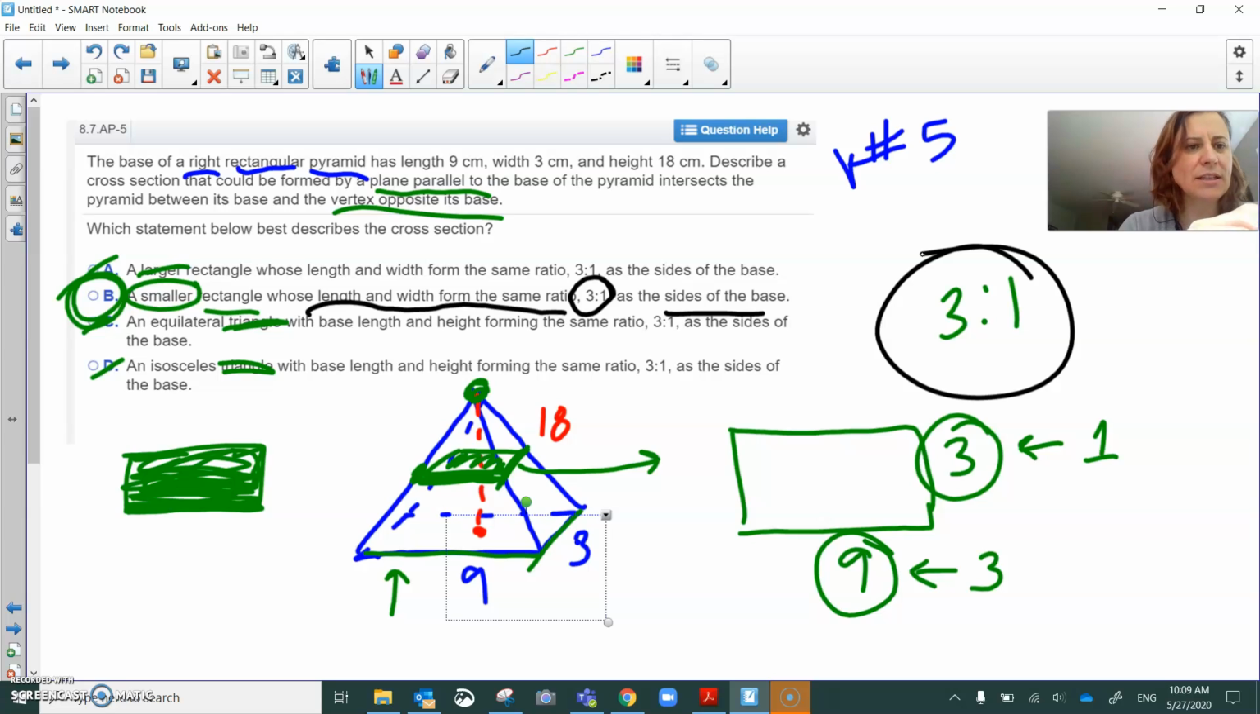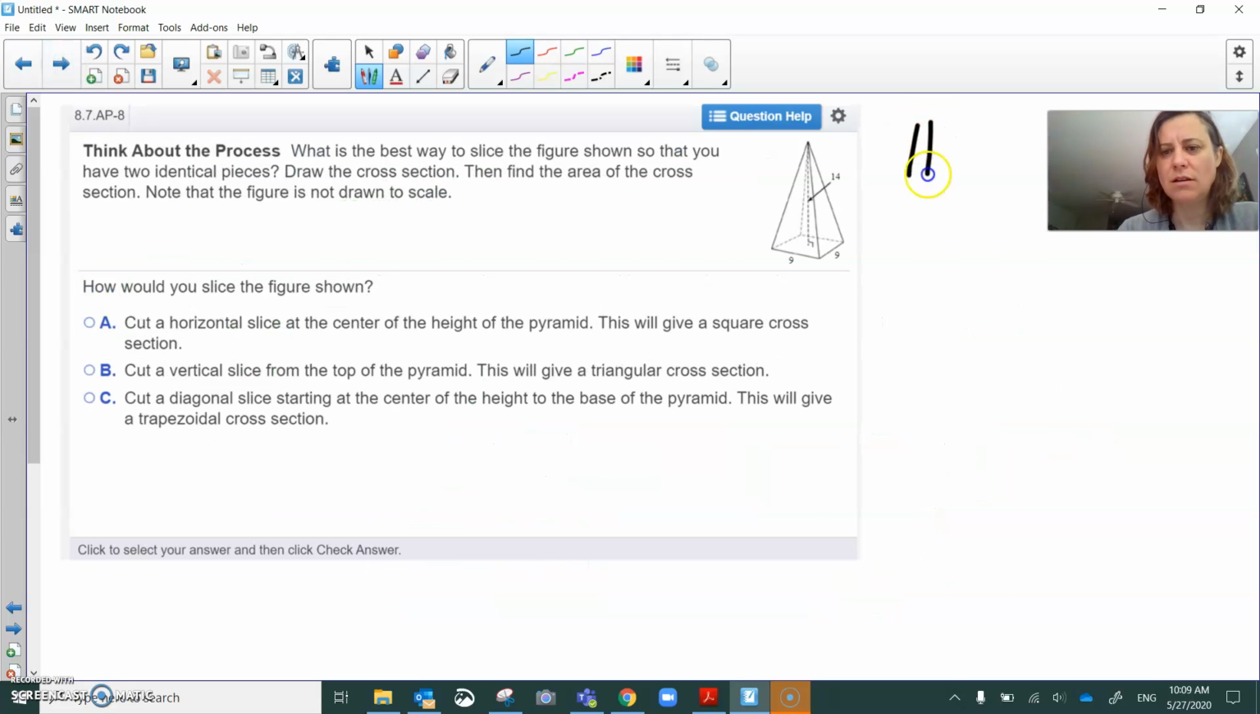The next one is number 6. Thankfully, they have a drawing. I see that right away. That makes me happy. Think about the process. What is the best way to slice the figures shown so that you have 2 identical pieces? Draw the cross-section, then find the area of the cross-section. Note the figure is not drawn to scale.